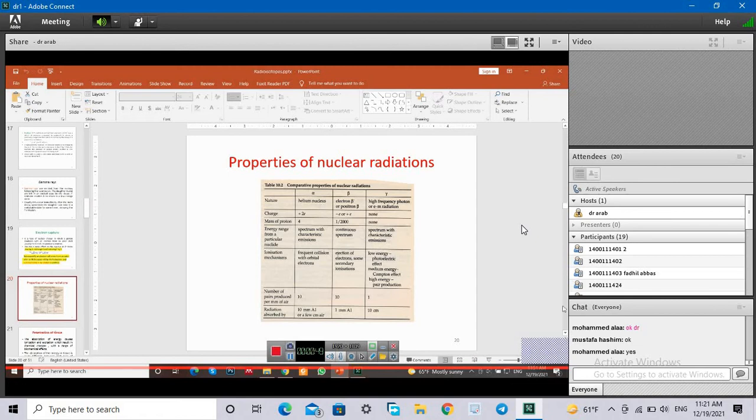Mostly the alpha particle interacts with the orbital electrons. The beta particle interacts with the electrons, ejects electrons, and produces some secondary ionization. And as you remember and learned in the radiology chapter, X and gamma rays are electromagnetic rays that can interact with the electron and can induce photoelectric, Compton, and pair production reactions.